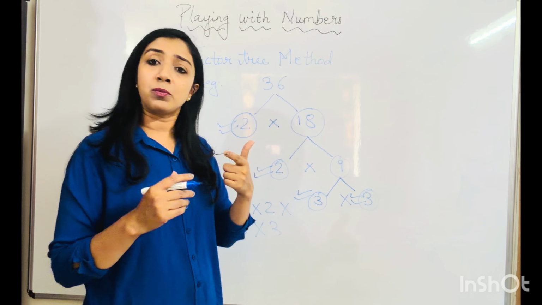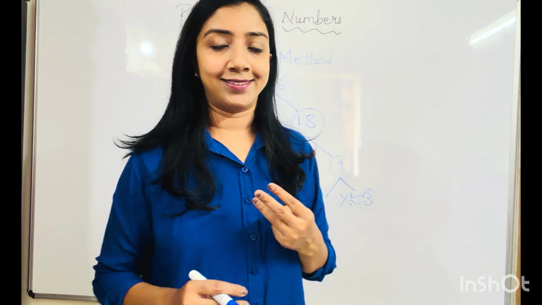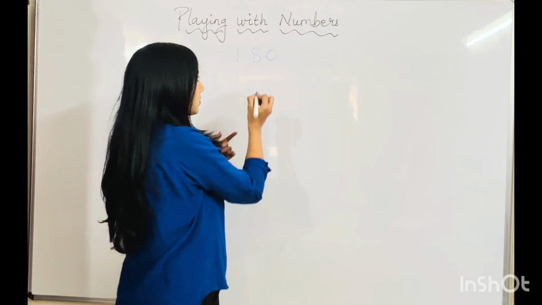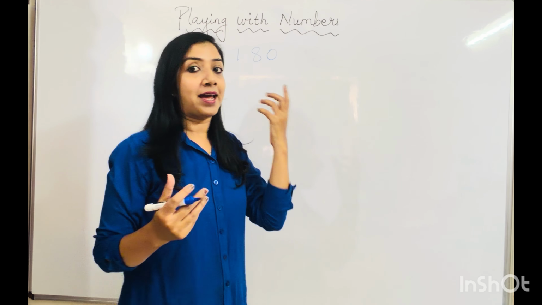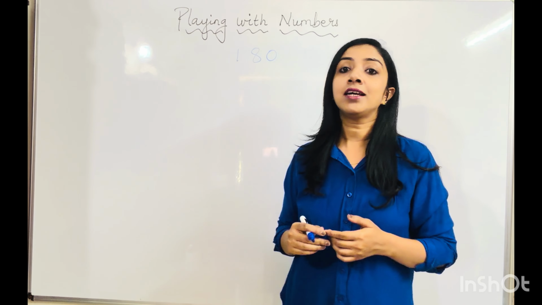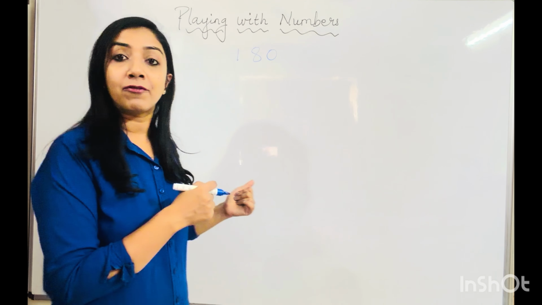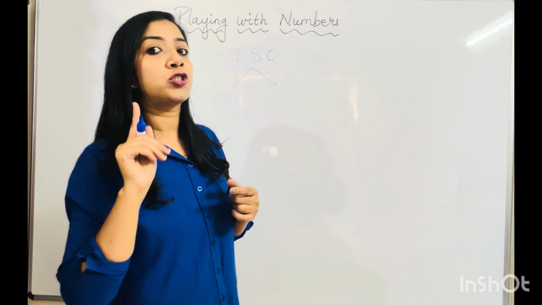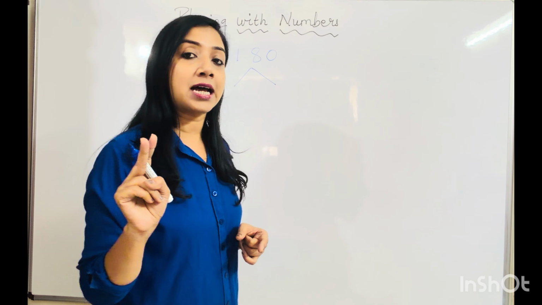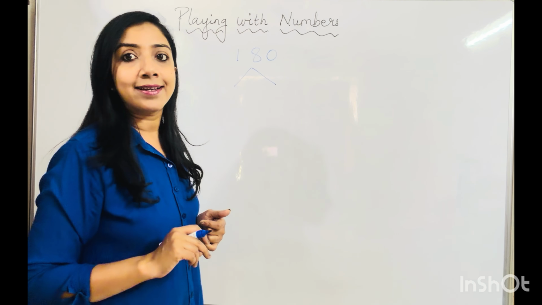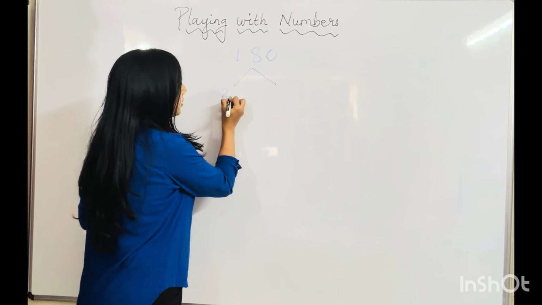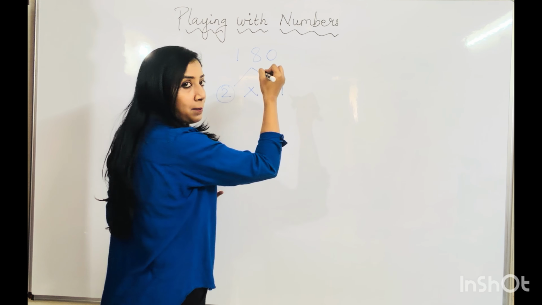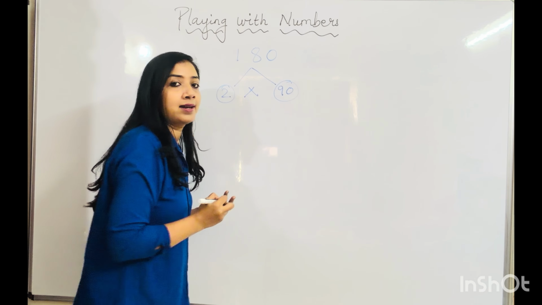Now I'm going to give you one more example using a 3-digit number. Our next example is 180. Suppose this is your number and we are going to do prime factorization of this number using the factor tree method. Again, we'll have to draw a factor tree. 180 is an even number which is divisible by 2. So again, we'll start with the smallest prime number, that is 2. So I will write here 2 multiplied by 90, since 2 times 90 is 180.